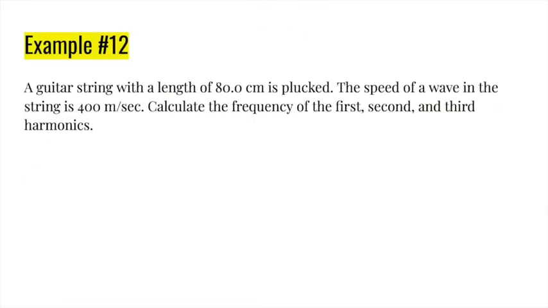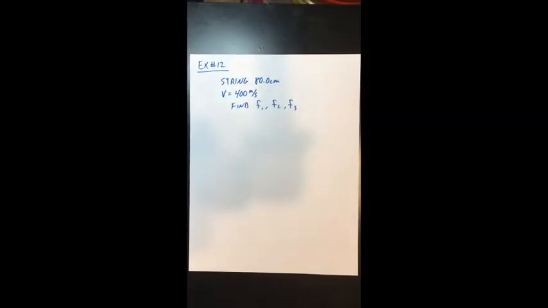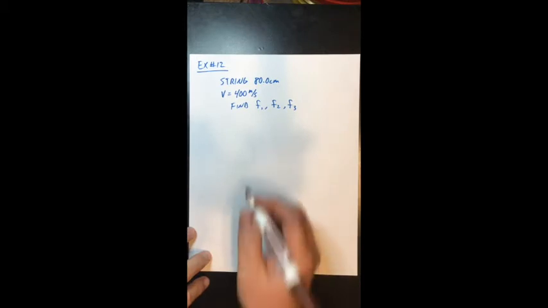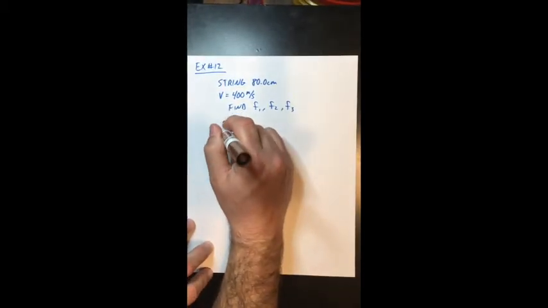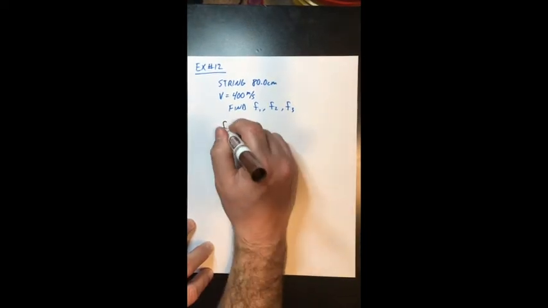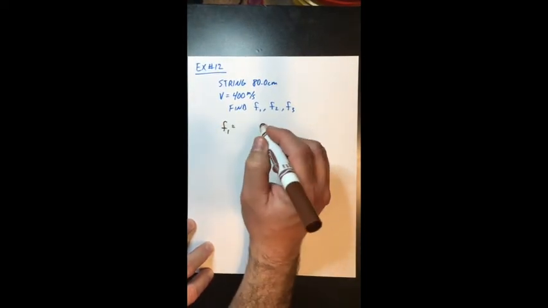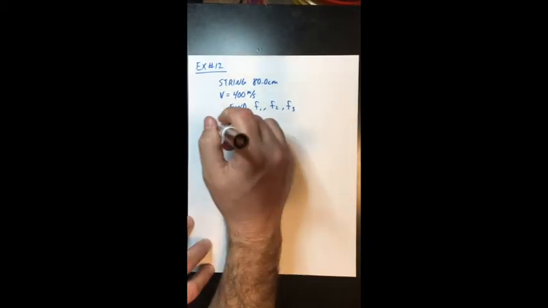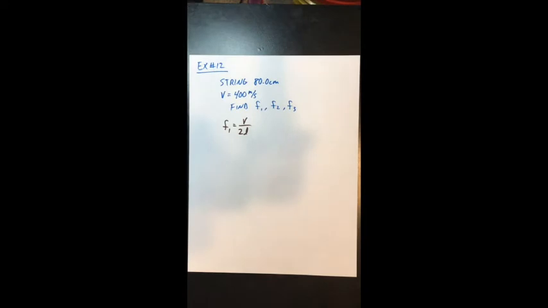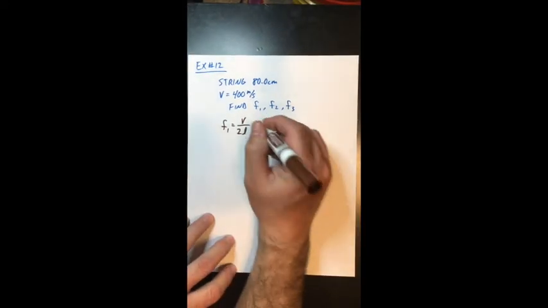So here's an example that we can work. All right, for example number 12, we want to find the first, second, and third harmonics for a string that is 80 centimeters long with a wave speed of 400 meters per second. So we know that the first harmonic, also known as the fundamental frequency, that's a term that I think shows up in Albert a good bit, but it's not really mentioned in our book. So be aware of that idea. Fundamental frequency is also that first harmonic. Those two names are synonymous.